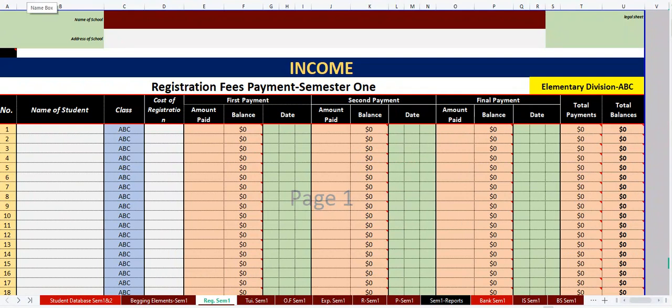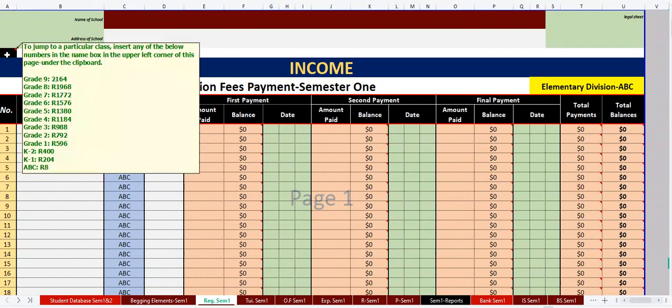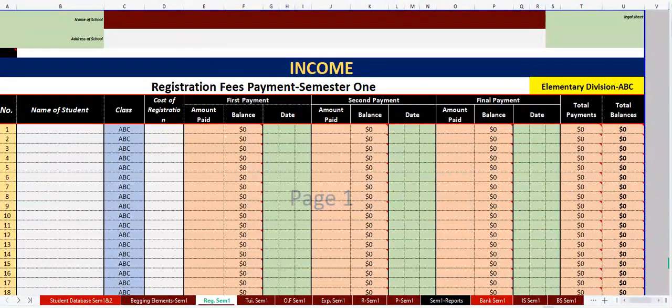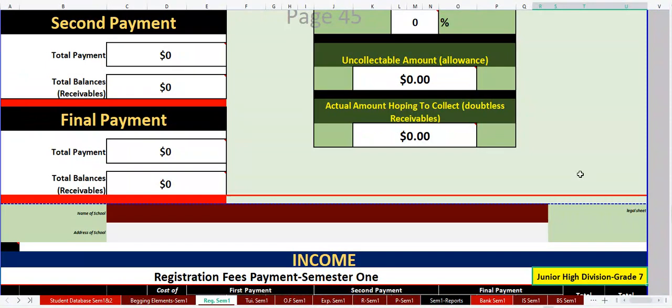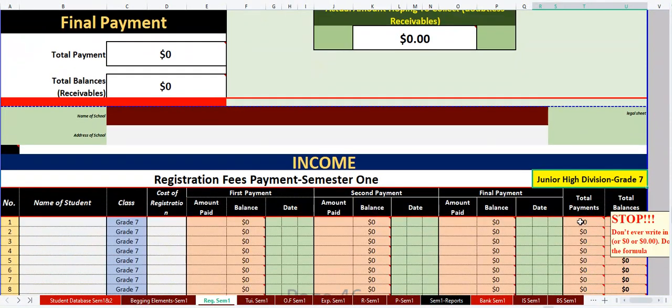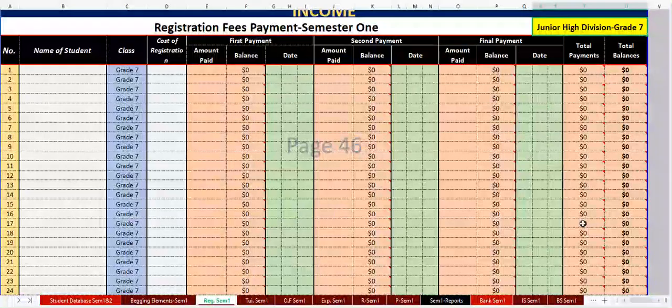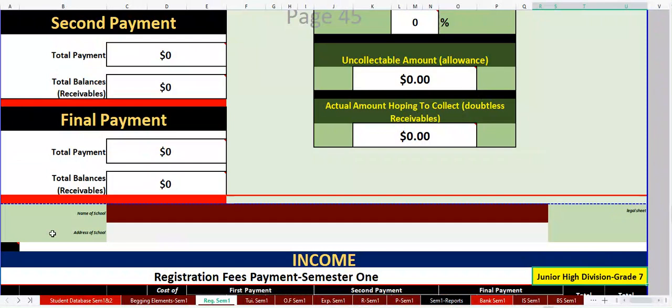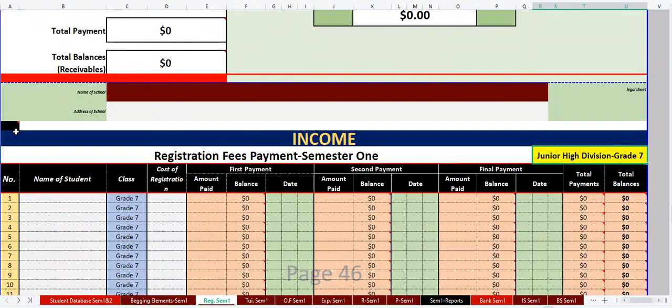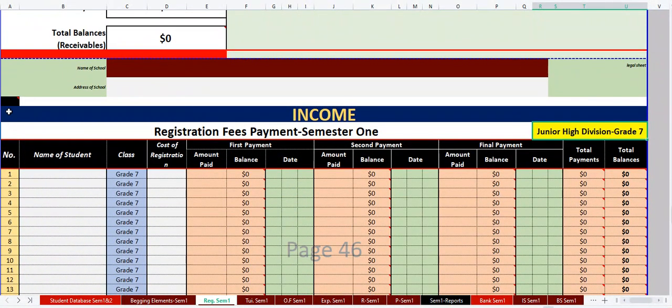What you do, if you see the number there, arrow 1772, just come here and write arrow 1772. When you enter, it will take you automatically to grade 7, as you can see here. That is one of the features of this system. If you want to go to grade 9, just hover the mouse here, it is also right here. All the pages have this. So you just hover it here.